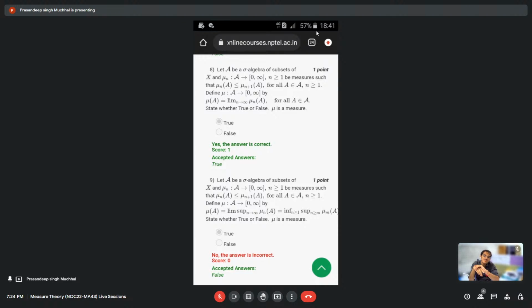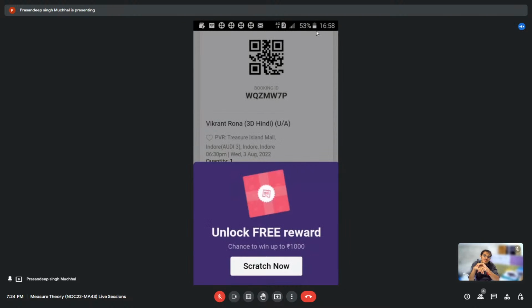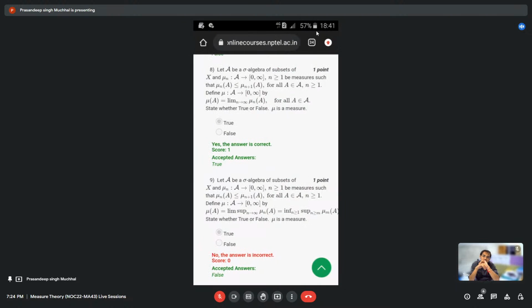Either it will converge to a finite point, or it diverges. What is the difference between these two questions, sir? In example number 9, the limit supremum as n tends to infinity of mu n would certainly be either convergent or divergent. It is an increasing sequence, so it should be the same as example number 8.